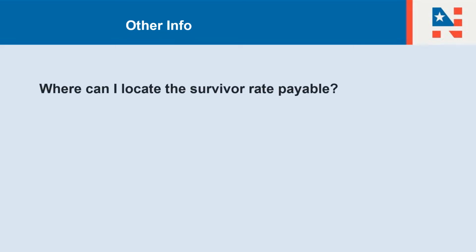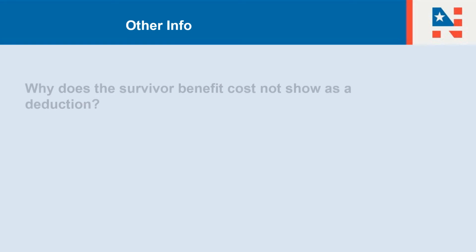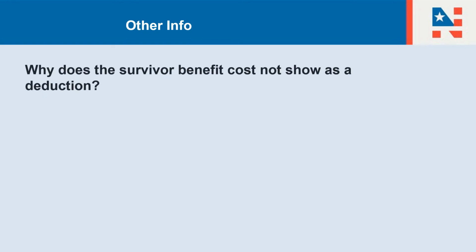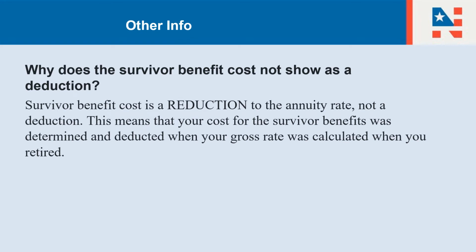Where can I locate the survivor rate payable? The survivor rate can be found on the January 1st statement. Why does the survivor benefit cost not show as a deduction? Survivor benefit cost is a reduction to the annuity rate, not a deduction. This means that your cost for the survivor benefits was determined and deducted when your gross rate was calculated when you retired.